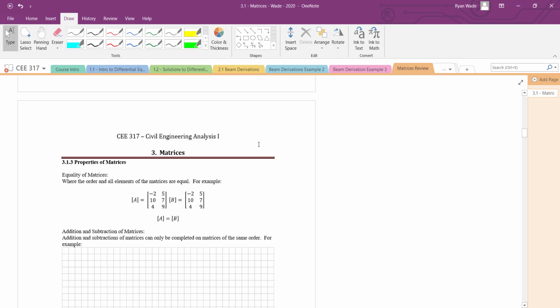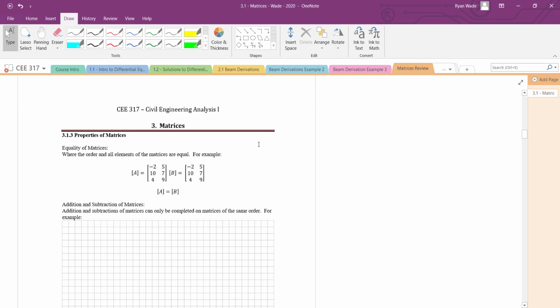We can say that a matrix is equal when all numbers, all elements, all entries in the matrix are identical. So in this case, we have A equals B because every single number is identical. If that's not the case, if even one number is off, then they're not equal. It should be relatively straightforward.